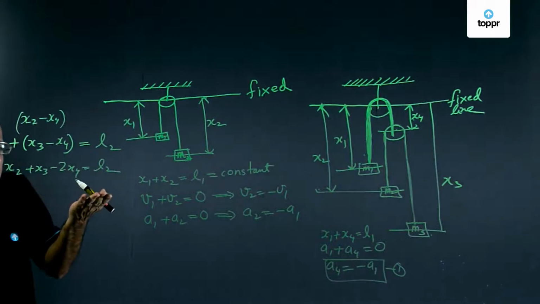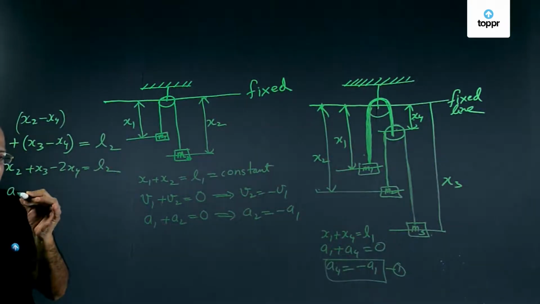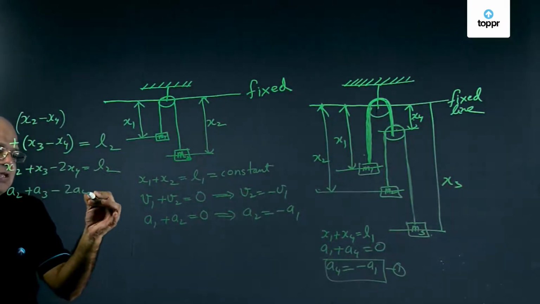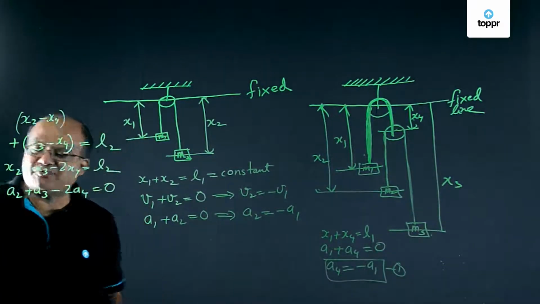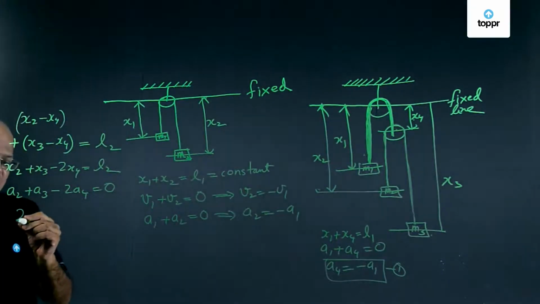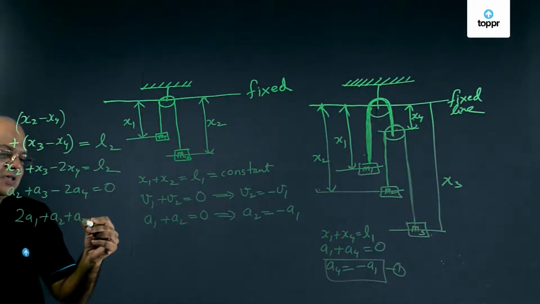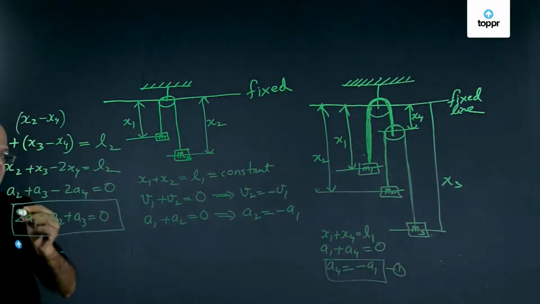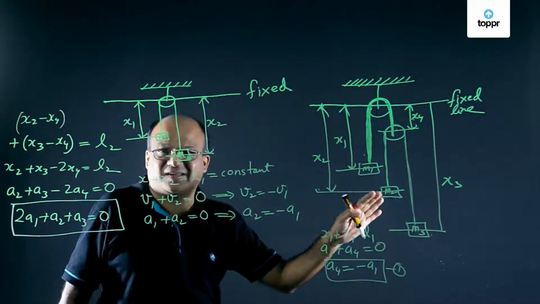We differentiate this equation again twice with respect to time. So we get A2 plus A3 minus 2A4 equal to 0. But what is A4? A4 is minus A1. Therefore, we get 2A1 plus A2 plus A3 equal to 0. This is the relationship between the accelerations of M1, M2 and M3 in this case.